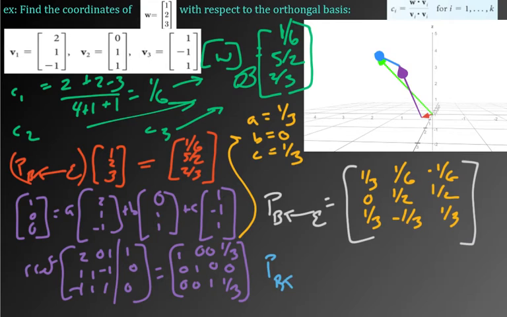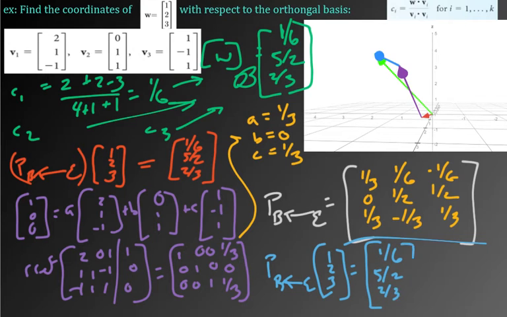And then, I promise you, if you do P E to B, that matrix up here, times 1, 2, 3, which is my vector W written in terms of the standard basis E, you should check this, but I promise you, it really will equal 1, 6, 5 halves, 2 thirds. So what that has done for us is it's changed the representation of W into one based on new basis vectors. And this was the picture that went along with that. So it's a neat connection to something we did before.